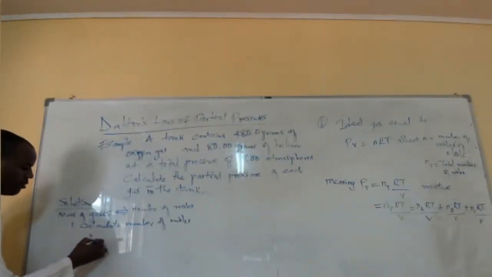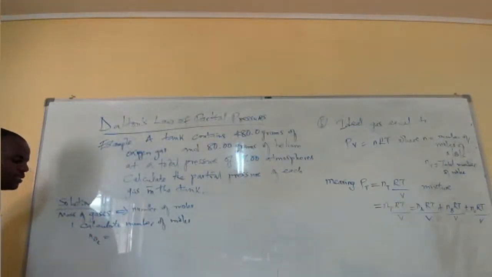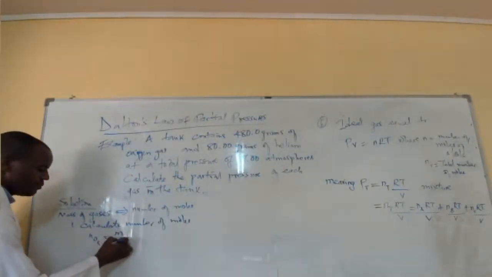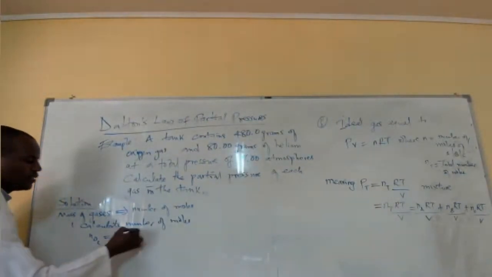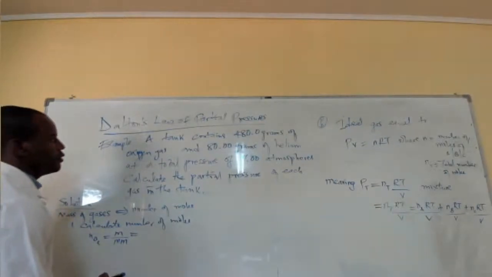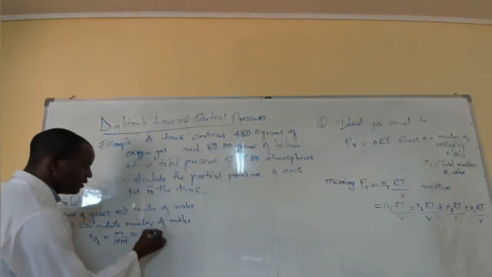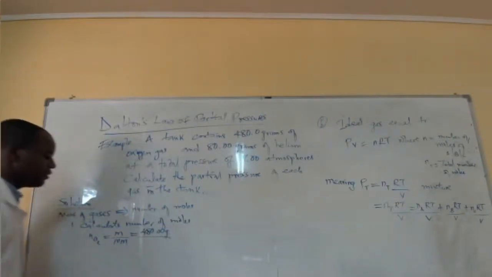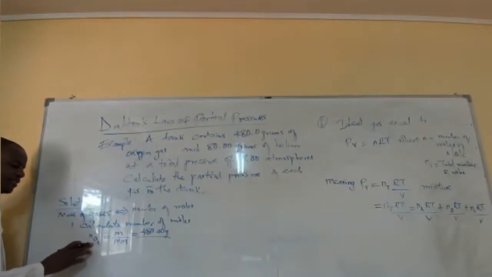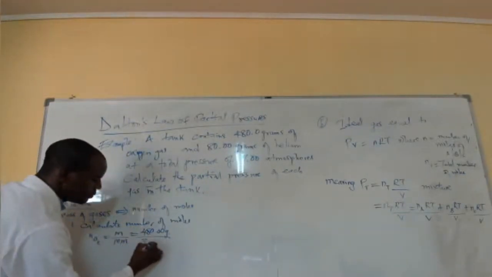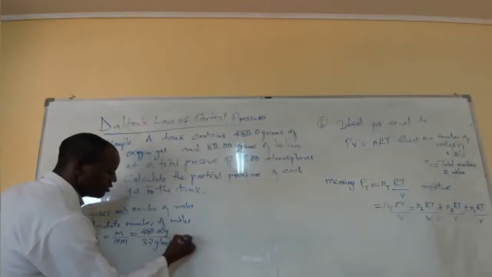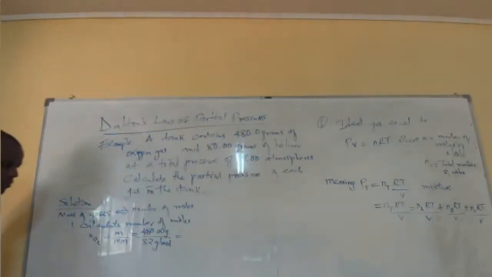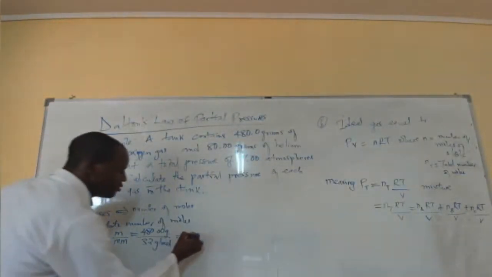So the number of moles of oxygen gas is equal to the mass of oxygen given divided by its molecular mass. The given mass for oxygen is 480 grams, divided by the molecular mass of oxygen, which is 16 by 2, which is 32 grams per mole. So in this case, this will give us 15 moles.